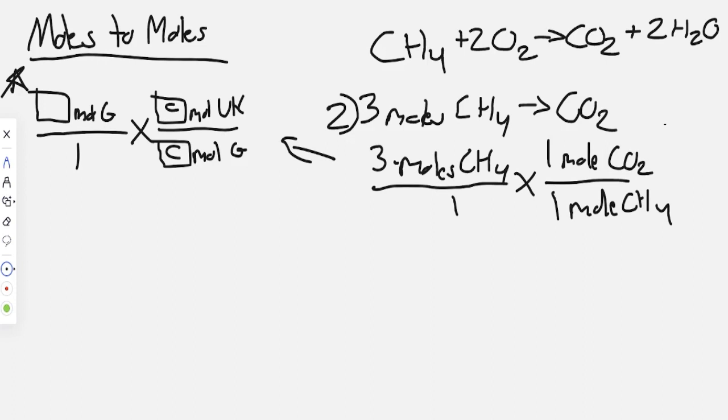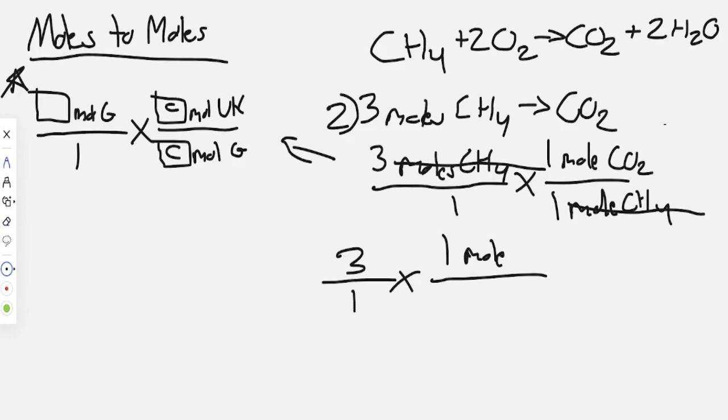So now we can start canceling out. We cancel out moles of CH4 on top and bottom, which gives us 3 over 1 times 1 mole of CO2 over 1, which is basically just 3 moles of CO2.